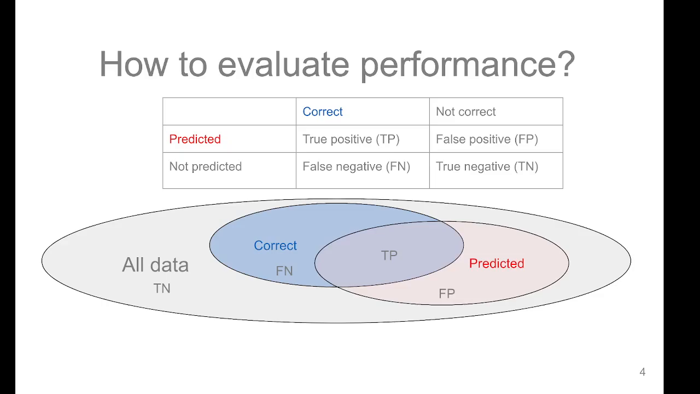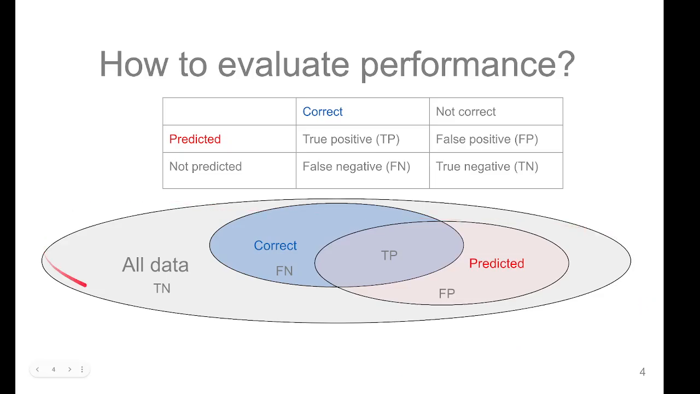Now, how to do the evaluation? We have to distinguish what is predicted and what is correct. And we can build a matrix of all of these combinations: correct, not correct, predicted, not predicted. So we have 4 possibilities, and it breaks down as follows.